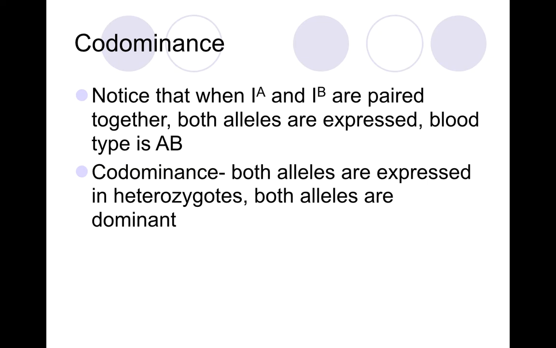This is codominance. Both alleles are expressed in the heterozygotes, but both alleles are dominant, right? So you need to know that for the test. What that basically means is both alleles are going to show up.